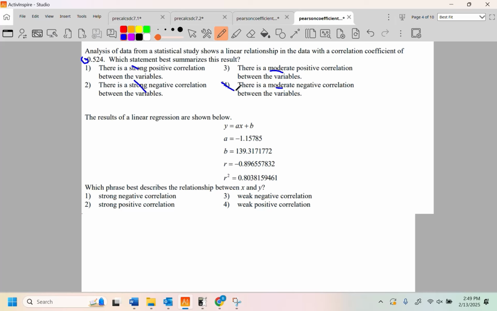Choice 4. The results of a linear regression are shown below. Y equals ax plus b, and they give you the terms here. Which phrase best describes the relationship between x and y? I'm going to focus on the Pearson correlation coefficient because it tells me the relationship. First off, it is negative, so anything with a positive is struck through. Not going to happen. On standardized tests, there's usually 2 that are just completely wrong. So it's really a choice between 1 and 3. That is a strong negative correlation because that is really close to -1.